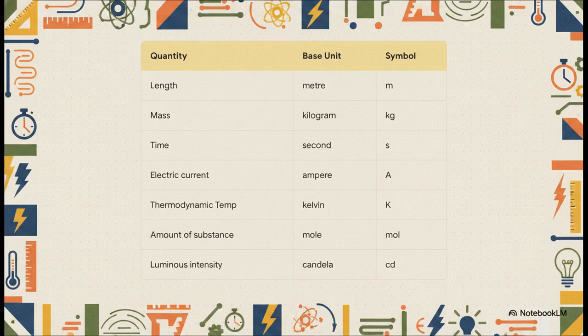And here they are, the 7 fundamental base quantities. We've got length in meters, mass in kilograms, time in seconds, electric current in amperes, temperature in Kelvin, amount of substance in moles, and luminous intensity in candelas. You have to memorize these. They literally form our international standard and serve as the absolute foundation for every single derived counterpart, like newtons or joules, that you're going to see on your test.